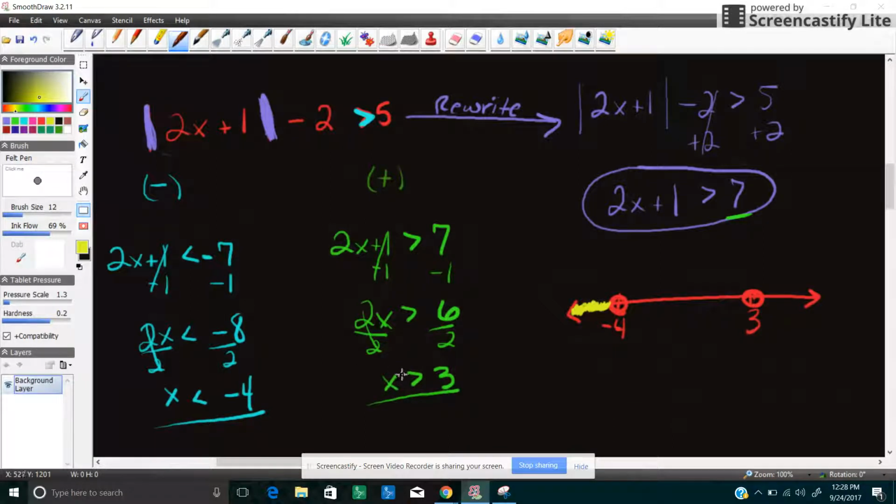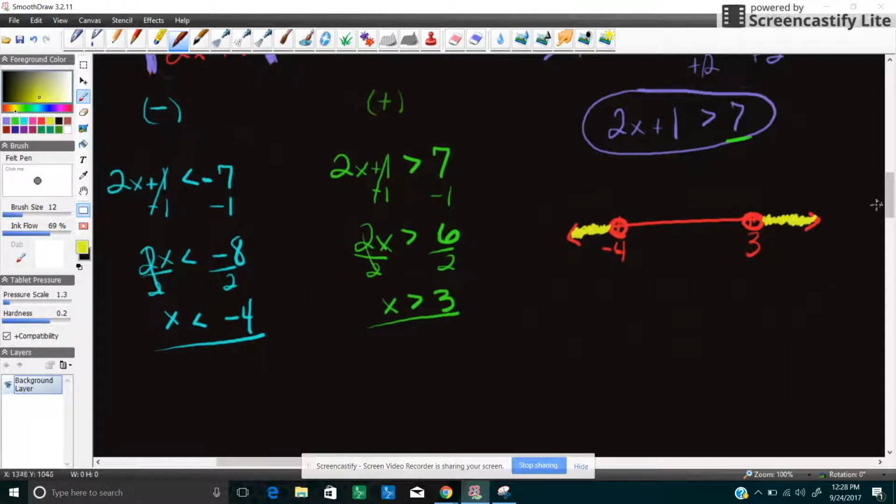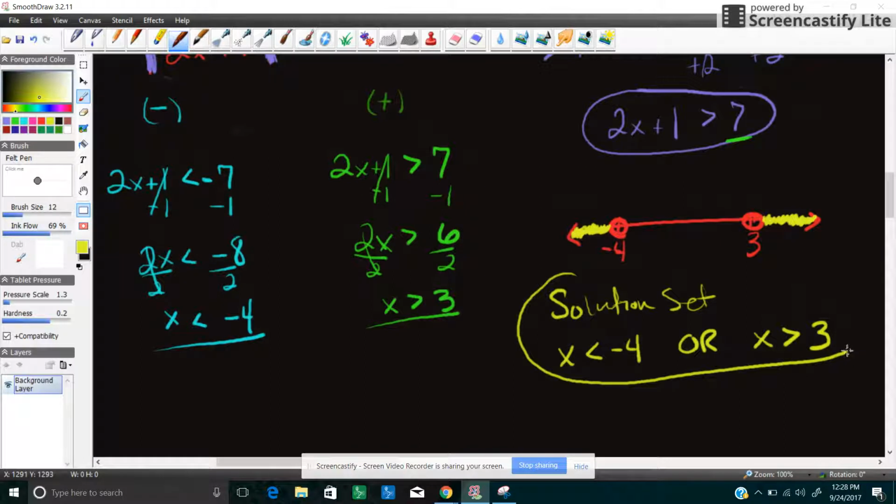This one says x is greater than 3, which means that we're going to shade to the right of 3. So x is greater than 3 is shaded this way. Does this look like our disjunction graphs? Yes, it does. So that means our solution set for this is x is less than negative 4 or x is greater than positive 3. And that's it.